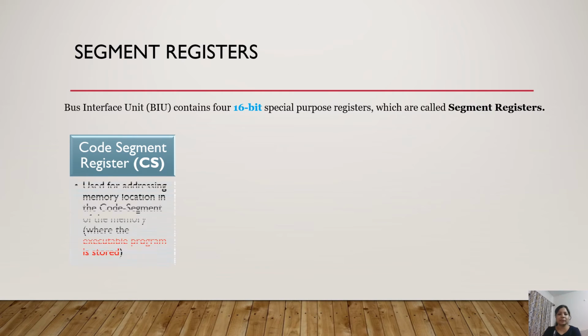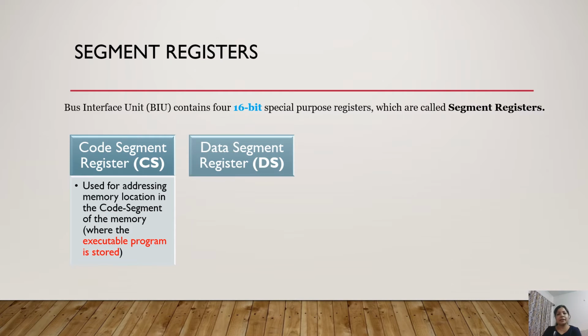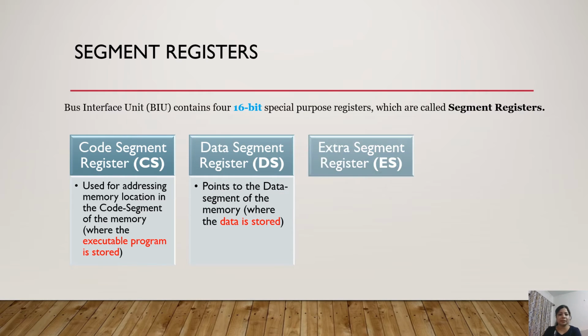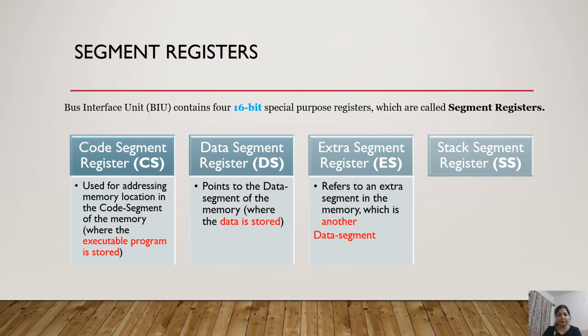So we have 4 segment registers. In 8086 microprocessor, the physical memory is divided into 4 segments, namely code segment, data segment, extra segment, and stack segment. And the segment registers hold the address for the segments, and they're named according to the segments. The special purpose register of 16-bit.